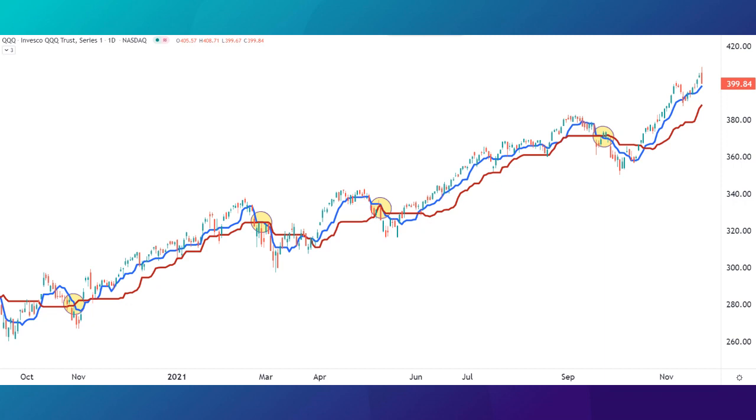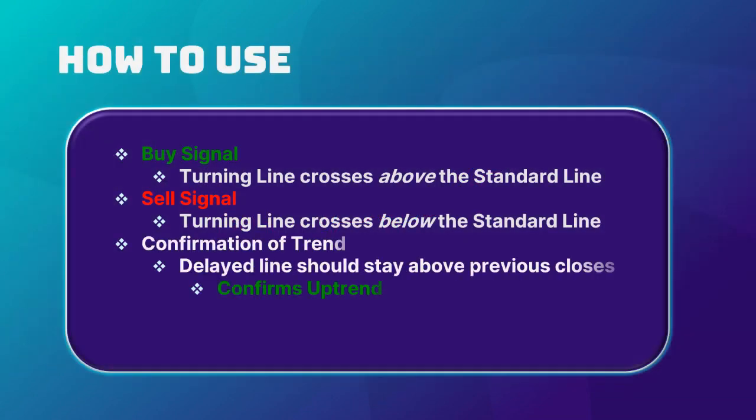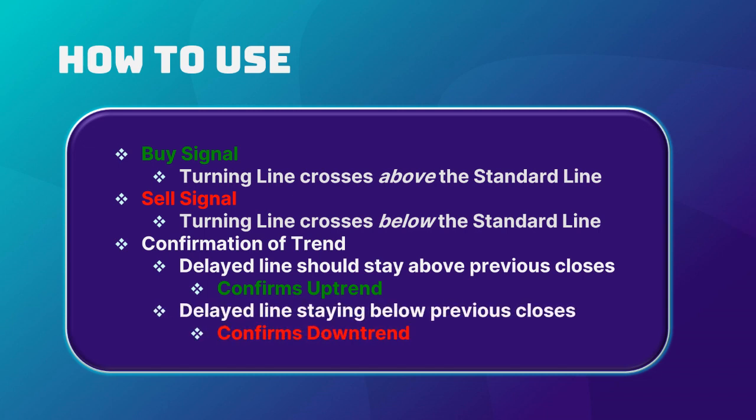So the simplest signal is just the turning line crossing the standard line. So that turning line is crossing the baseline. That's it. If it crosses upwards, it's buying. If it's downwards, it's selling. So to make sure that we're in a trend, one of the things you can look at is that delayed line. And if the delayed line is above the previous closes, remember that delayed line is current price, but shown back 26 periods ago. So once again, if you see that the delayed line is above the previous closes, you are currently in an uptrend. And if you see it below the previous closes, you're in a downtrend.